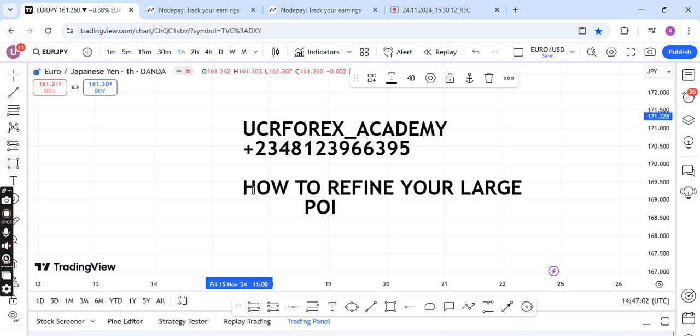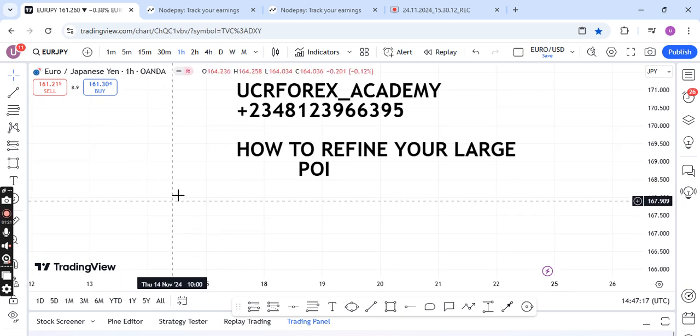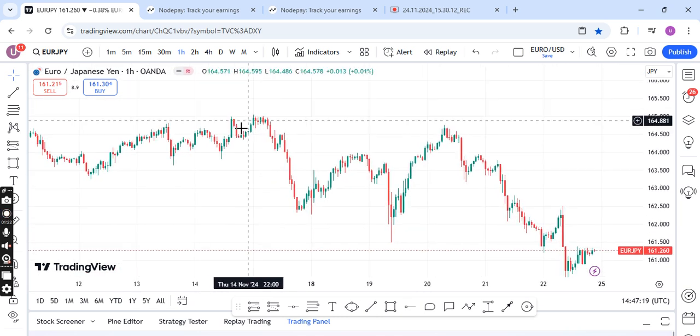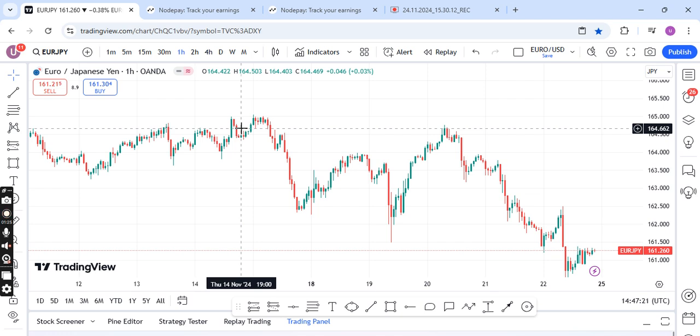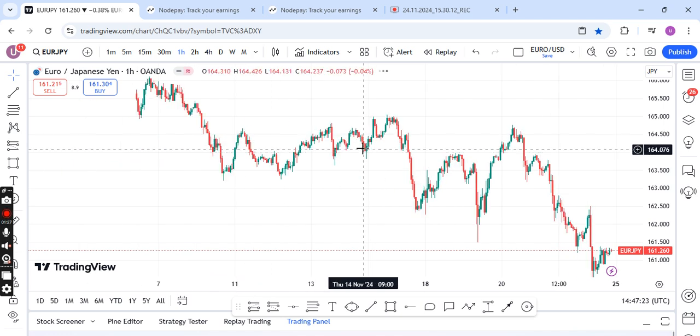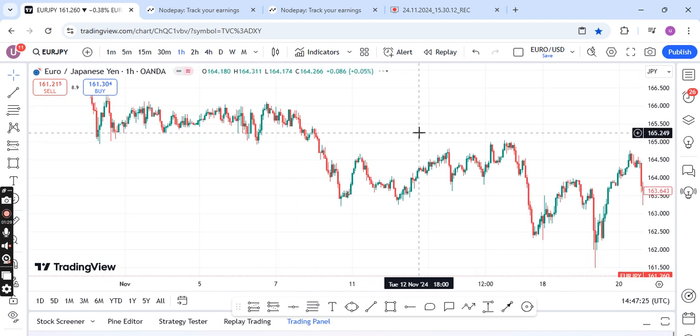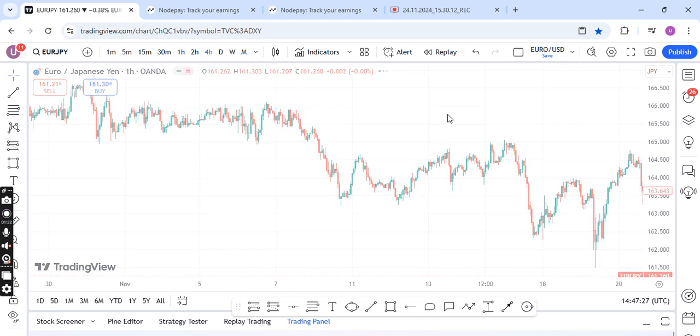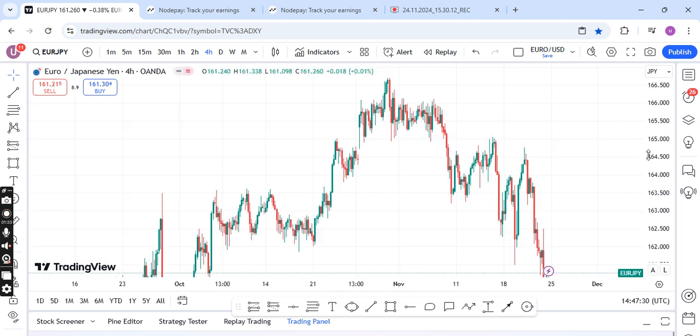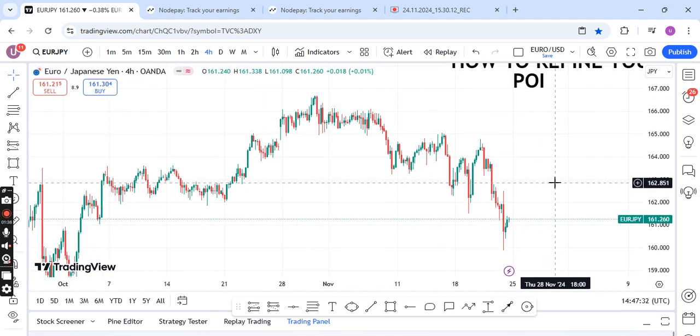Now I'll be showing you how you can refine those large zones you call large in the Fibonacci retracement tool, down to the kind of zones you normally mark out. So we'll be doing that straight away. First of all, you need to discover the trend of the market. That's the number one thing. If you don't know what the market is doing, you need to understand the structure of the market before you know what to do.